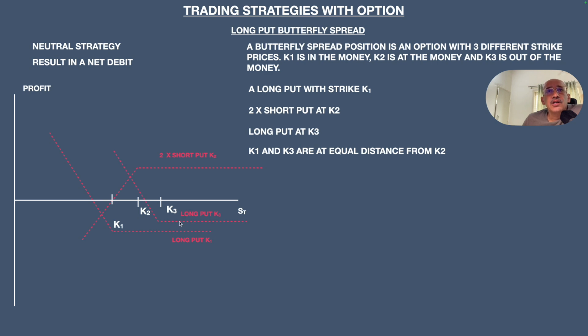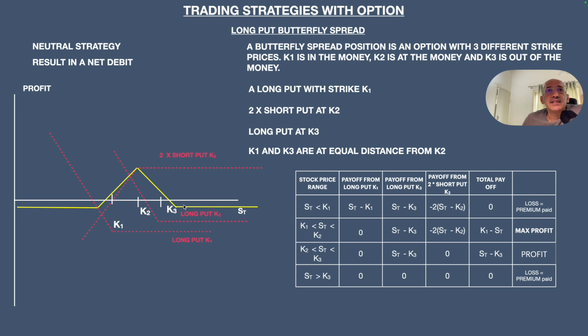Finally, there is a long put at strike price K3. If the price moves below K3, you will end in profit. However, if the price moves beyond K3, you will lose the premium, but there will not be any further loss due to price movement. So let us analyze this. If there is a very drastic price movement, you will have limited loss, whereas if there is very little movement, or if the price stays close to K2, you will earn maximum profit.